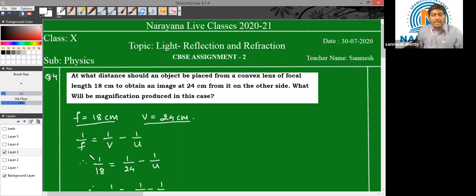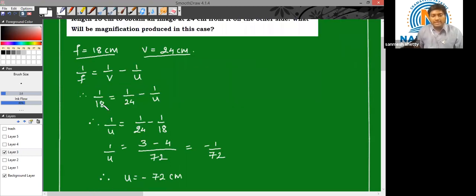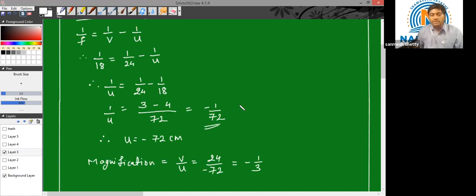So let us use the lens formula. 1 by f is equal to 1 by v minus 1 by u. Okay. So let us substitute the values. Focal length is 18, image distance is 24, and we need to solve it for u value. We can do this with the help of an LCM method. After doing all the math, I get 1 by u is equal to minus 1 by 72. That means my object distance is equal to minus 72 centimeters. We'll take the reciprocal simply.